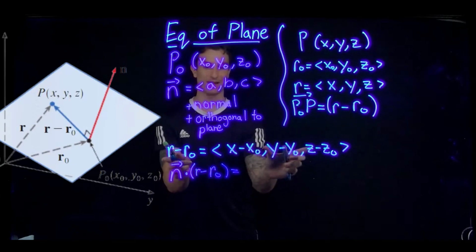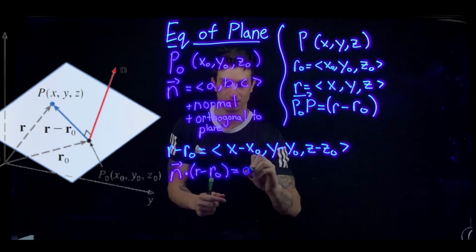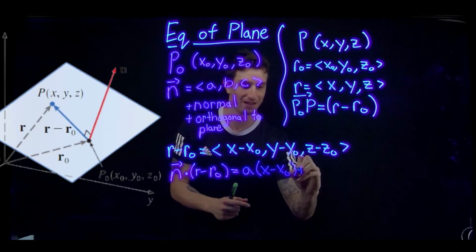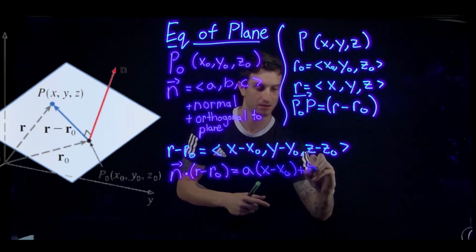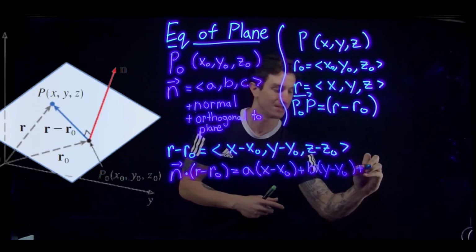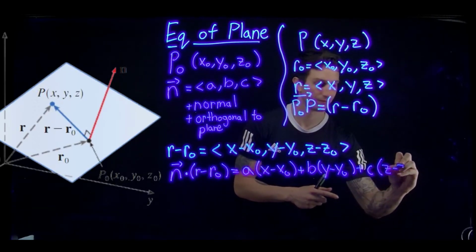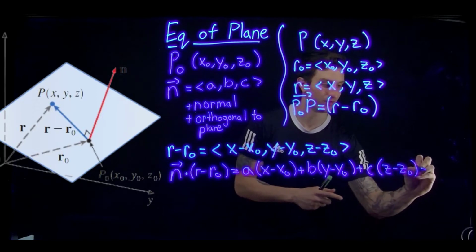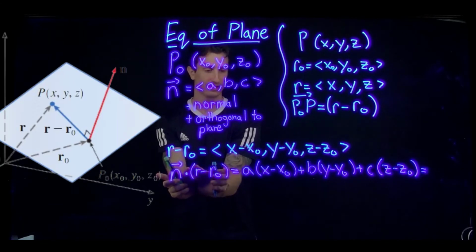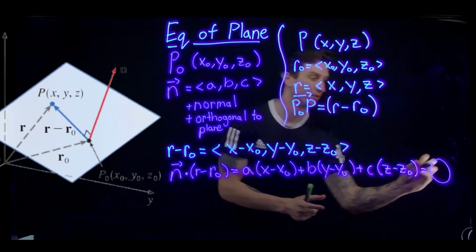Right? So let's just expand this out fully. The dot product would be A times x minus x naught, plus B times y minus y naught, plus C times z minus z naught, is equal to, and what did we say? These are orthogonal to each other. So if we take the dot product of two orthogonal vectors, and we expand it out, this is going to be equal to 0, right?